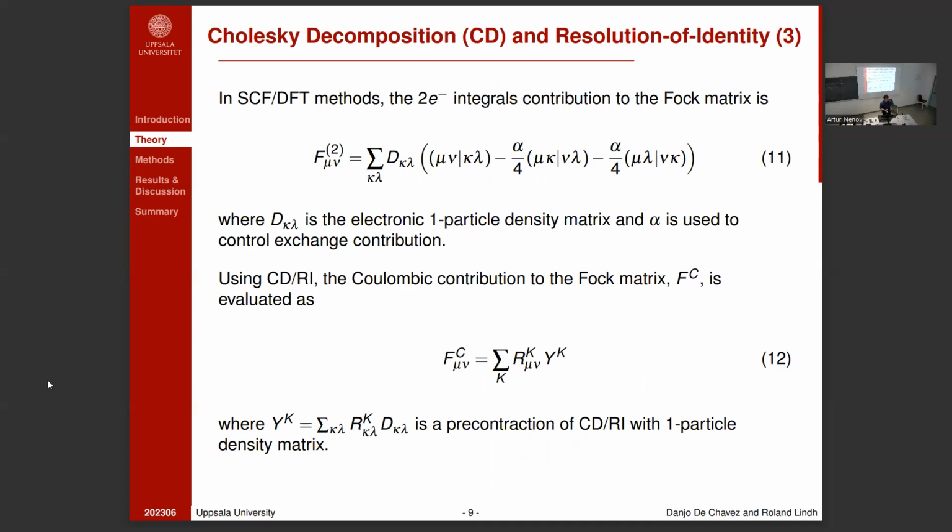So D is your electronic one-particle density matrix, and alpha is your exact exchange contribution. So alpha is equal to 1 if it's HF, and 0 for a pure density DFT. Then intermediate values come for a hybrid type. Using CD or RI, the Coulombic interaction for the Fock matrix is actually computed as equation 12. And then your Y here is just a summation between your vectors and the one-particle density matrix D.